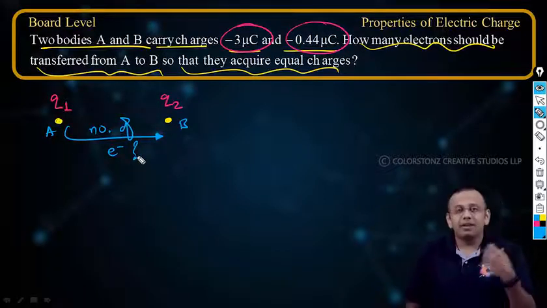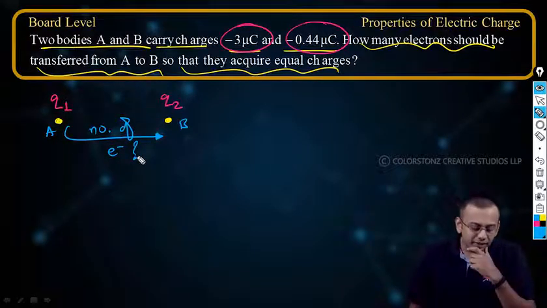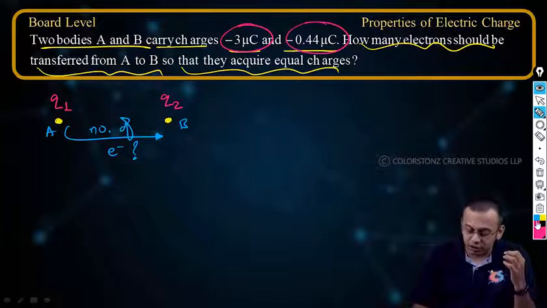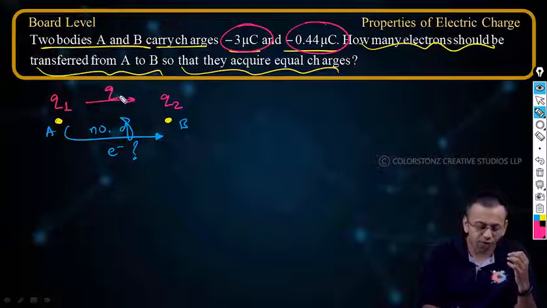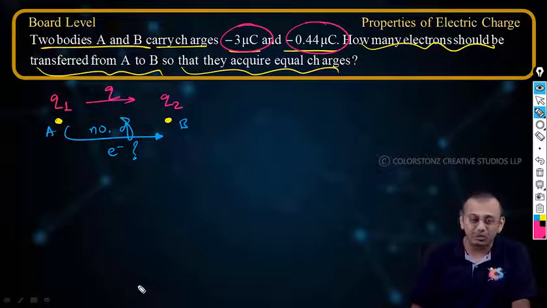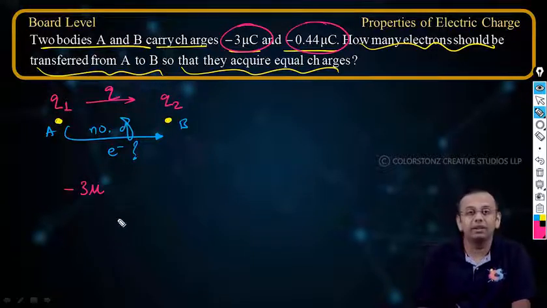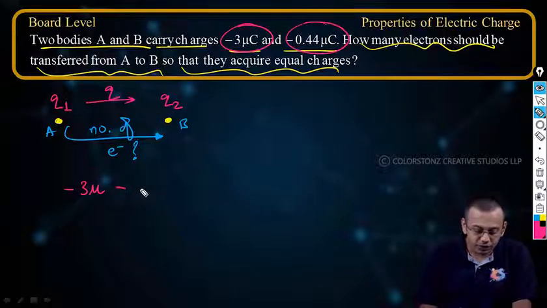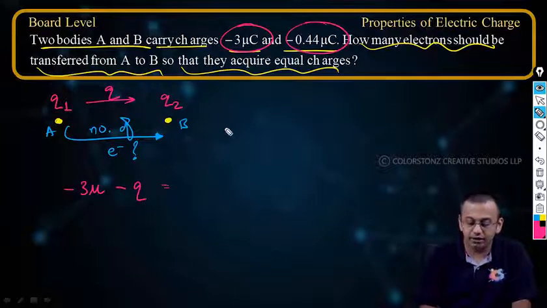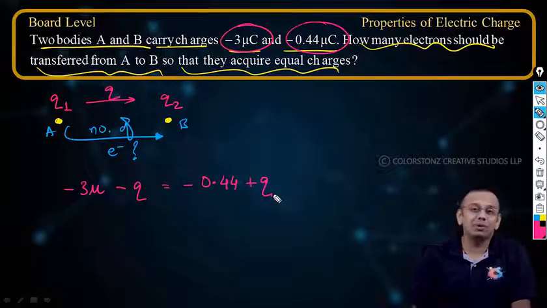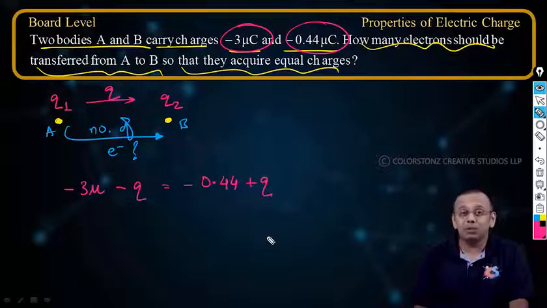equal. Now, instead of finding the number of electrons directly, let us try to find the charge that should be moved from here to here so that the final charges are equal. So initially, this one had minus 3, minus 3 mu also I can write. From this, we have to remove some charge so that it becomes equal to the other one. And this other one is going to gain that same amount of charge. So this is the equation which we get.